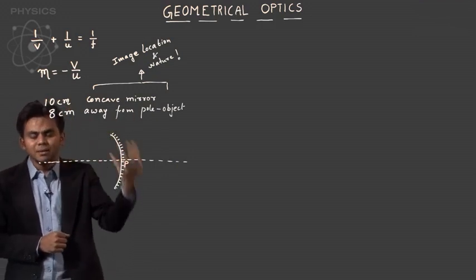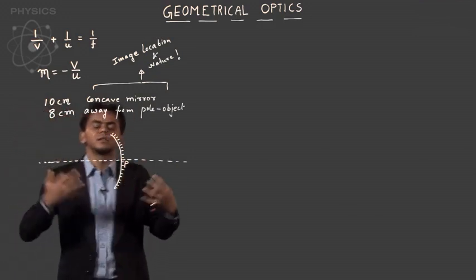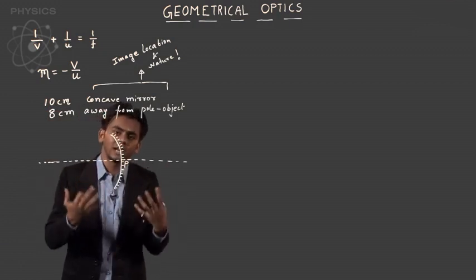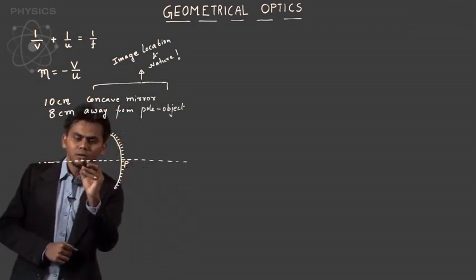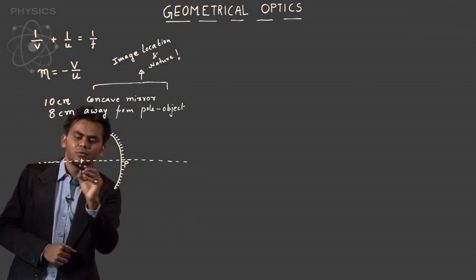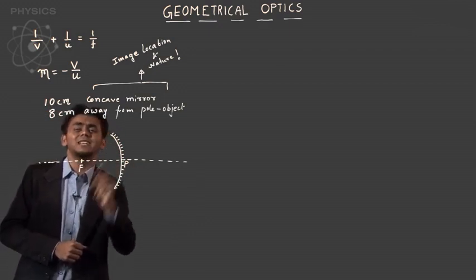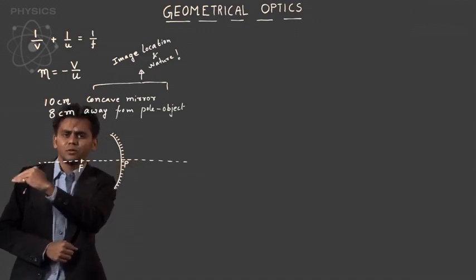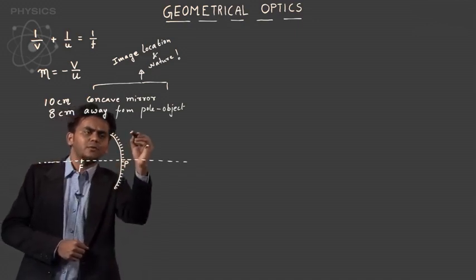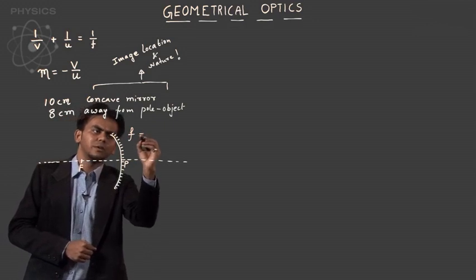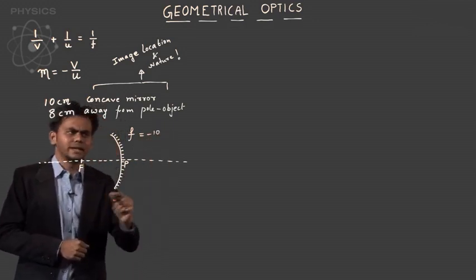Here, the focal length is 10 centimeter. As in, when I say 10 centimeter, the concave mirror is telling you it has a focal length of 10 centimeter. The focus over here is capital F, and this measurement is 10 centimeter. But as this is to the left of the pole, your small f, which is the focal length, would be minus 10 centimeters.